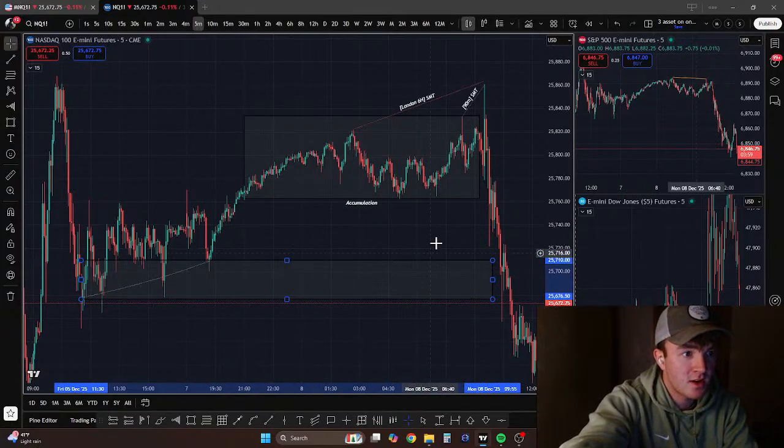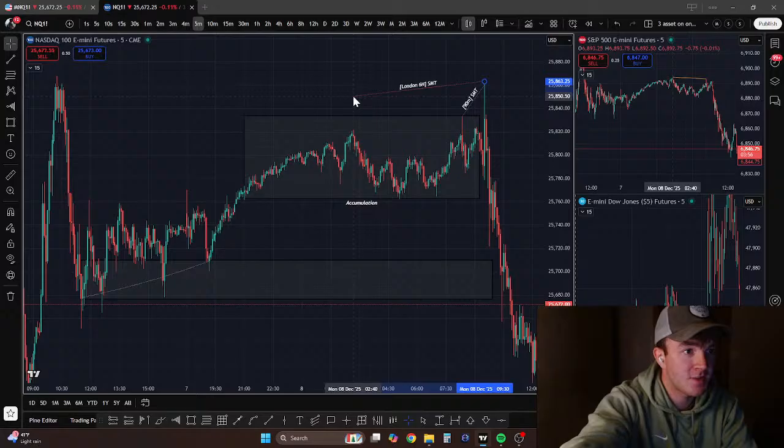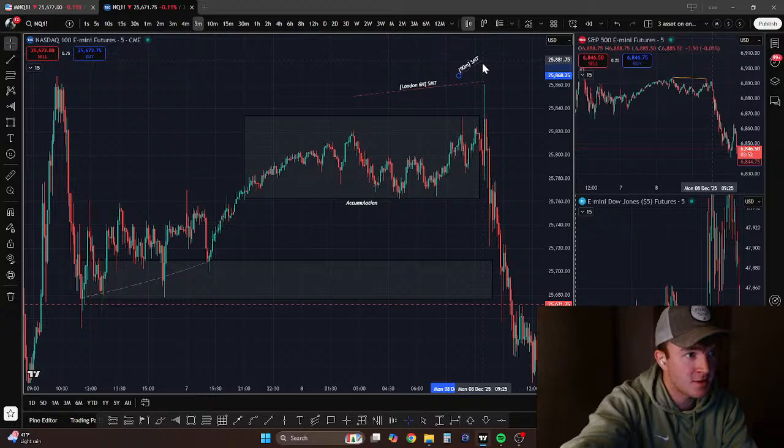And then, yeah, we had drawn liquidity below. Let's actually raise this up here because, I don't know, I just want it to look clean.